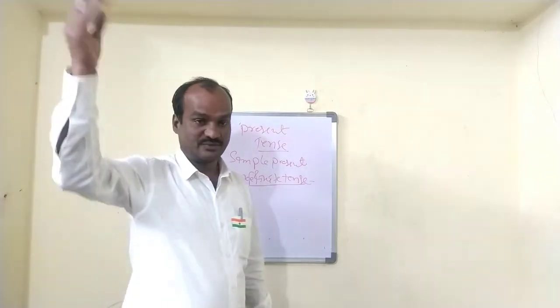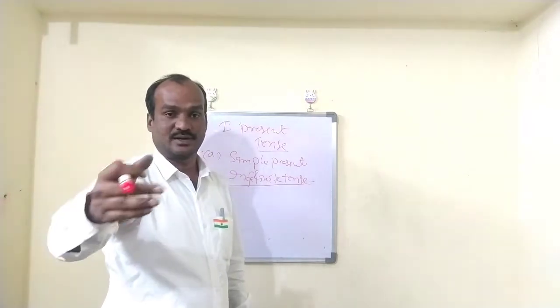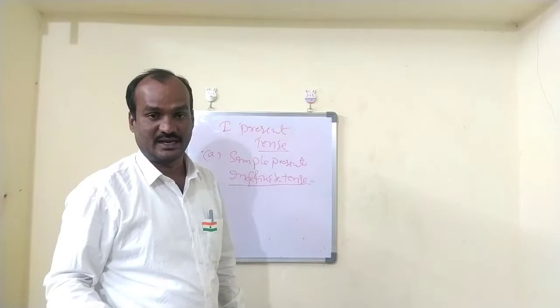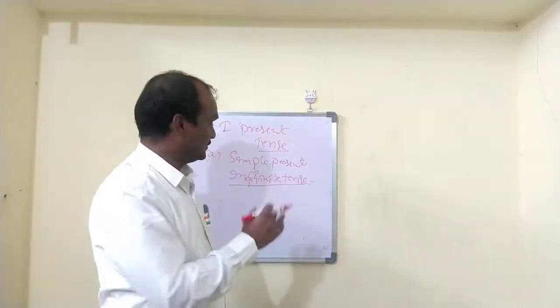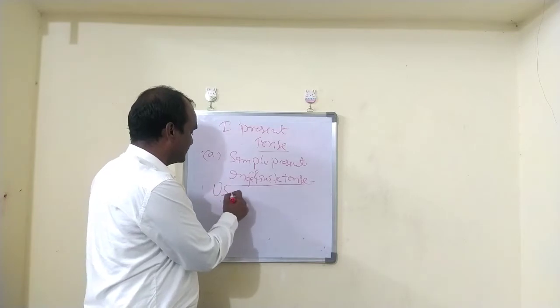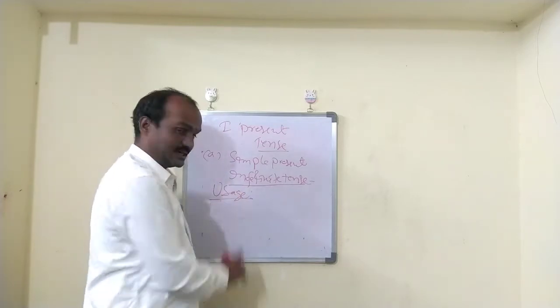Actually, how many forms of verbs are there? There are 5 forms of verbs. So which form of the verb is used in this tense, we'll learn. Okay, so the usage of this tense. What is the usage?